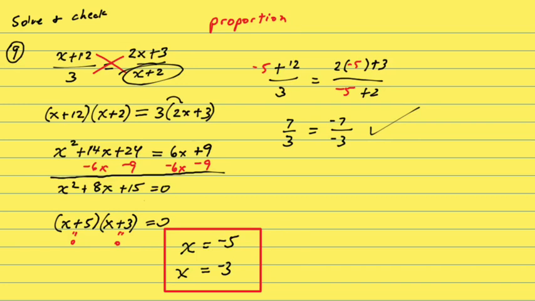Number 9 is simply a proportion, a fraction equaling a fraction, which allows you to just cross multiply. So I end up with this. I make it equal 0, factor and solve. I get 2 solutions. Neither one causes division by 0, so they both work.